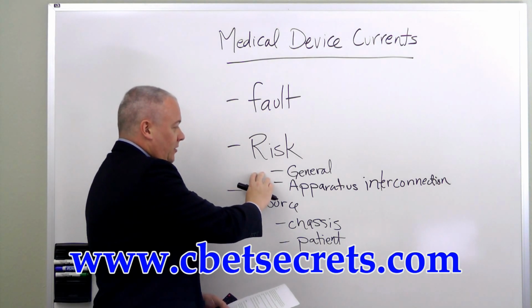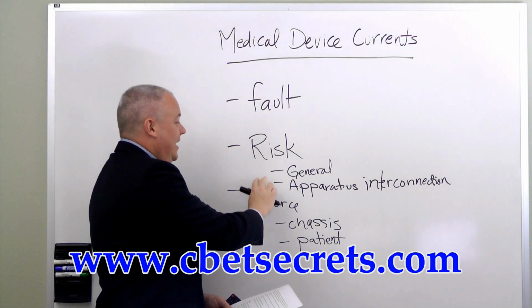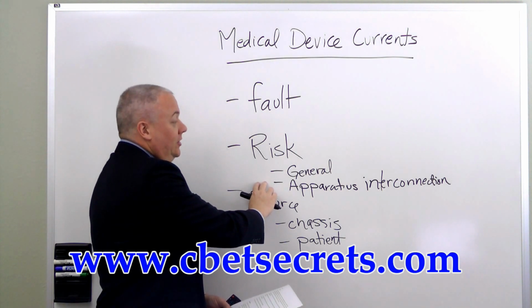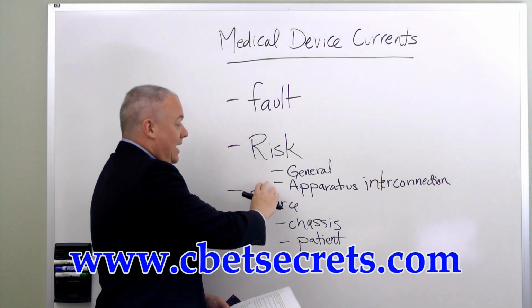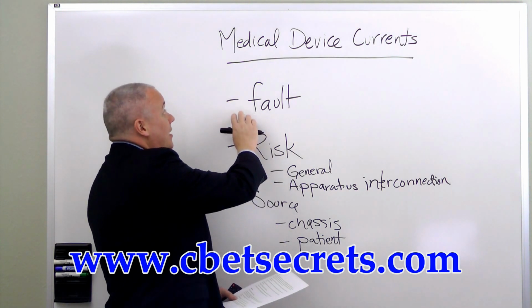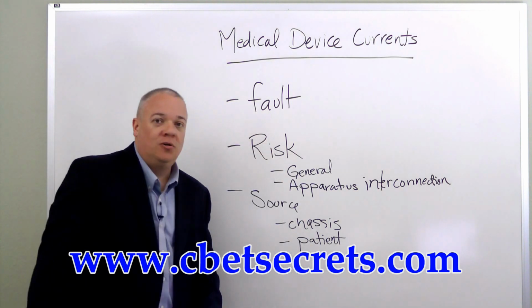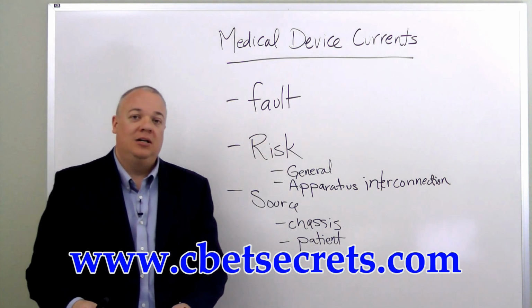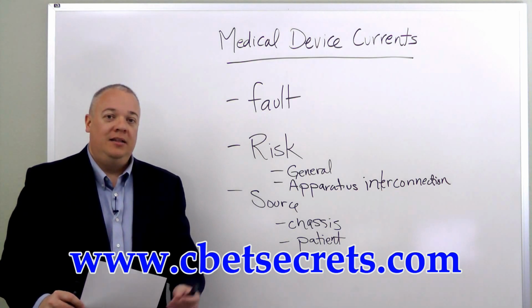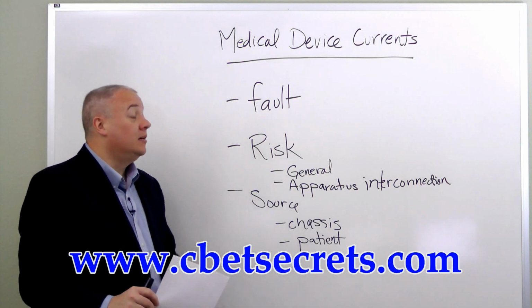Risk currents, general, normally working, not connected to any other device. Apparatus interconnection, normally working current, and is connected to other devices. And then fault currents, meaning there is a short circuit or a break, and therefore current is not flowing. These are the things to keep in mind when we think about medical device currents.